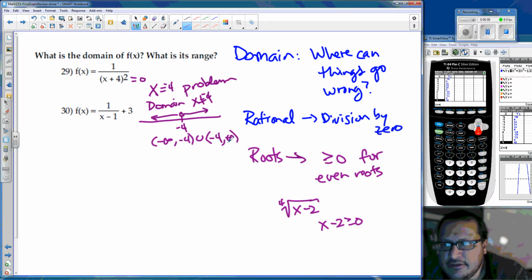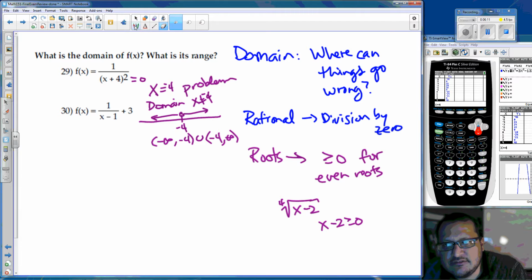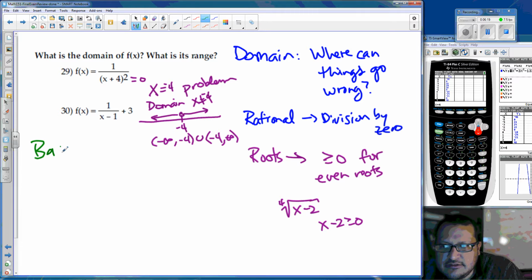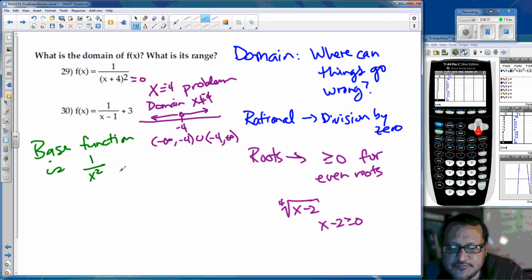Now the range is, well, there's two ways to do this. You can graph it, or you can remember, and there's actually another way to solve both of these problems: we've got to think back to our base function. It's different on both of these. I overlooked this squared right here. The base function is 1 over x squared.